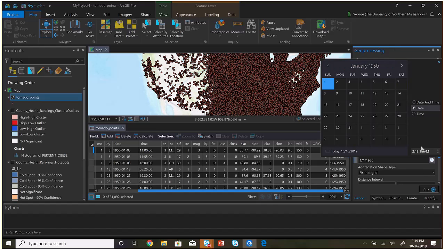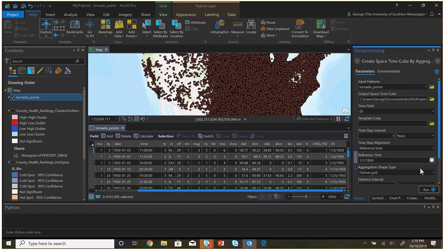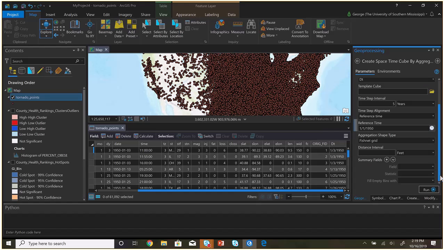Okay, so I'm going to go from, that'll make more sense, right? So I'm going to go from January 1st, 1950 to January 1st, 1955, and then to January 1st, 1960, and so on. You can choose what aggregation shape you like. I love hexagons. That's my favorite. So I'm going to choose hexagons. And then I have to choose how big the hexagons are.